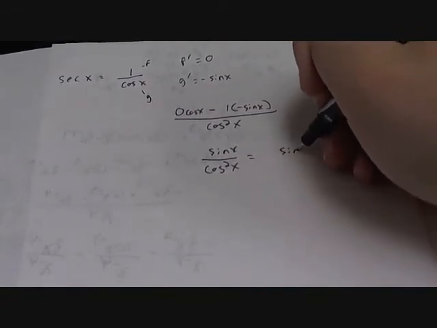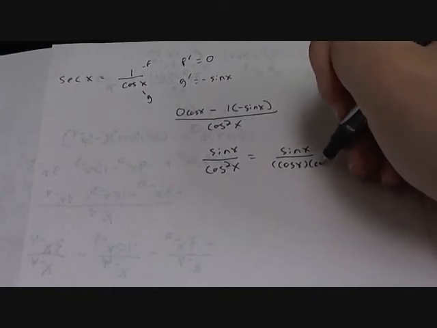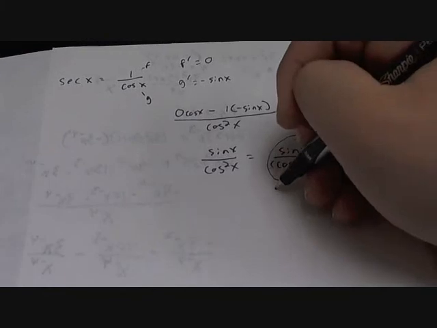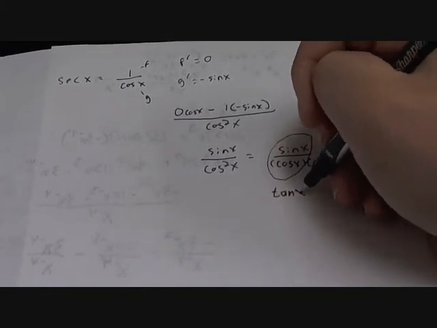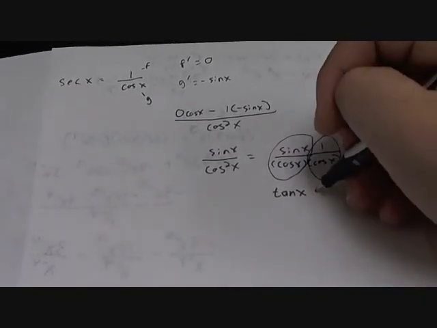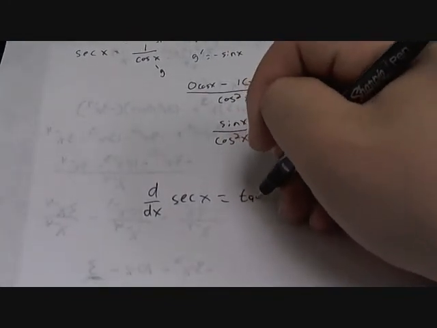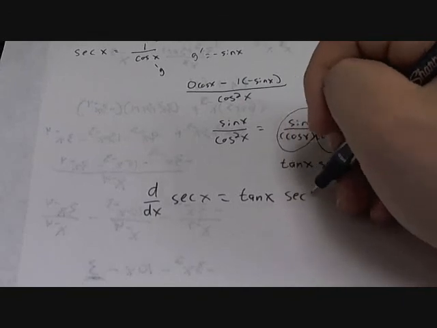So now let's rewrite this. It becomes sine of x divided by cosine of x times cosine of x. Now we can break it up. This is 1, which you should know. Sine x divided by cosine of x is tangent of x. And then 1 over cosine of x is just secant of x. So the derivative of secant x is equal to tan x secant x. And it's all thanks to the quotient rule.